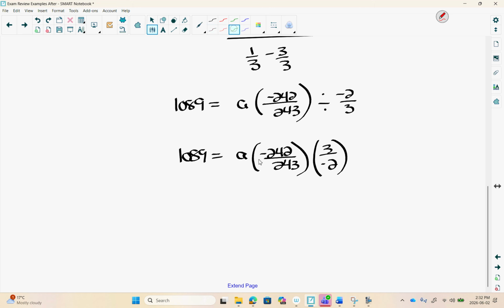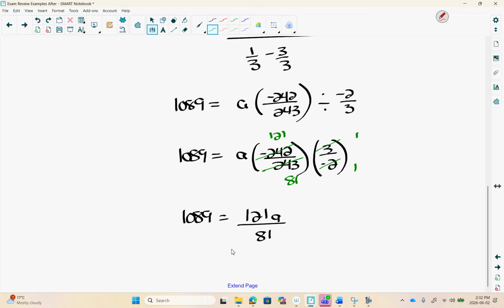And I clean this up a little bit. That's going to give me a 121 and a 1. The negatives will cancel as well. 243 divided by 3, that is 81. So that'll be a 1 there and an 81 there. And then I'll have the following: 1089 equals 121A divided by 81. So A times 121 times 1 is 121A. 1 times 81 times 1 is 81.